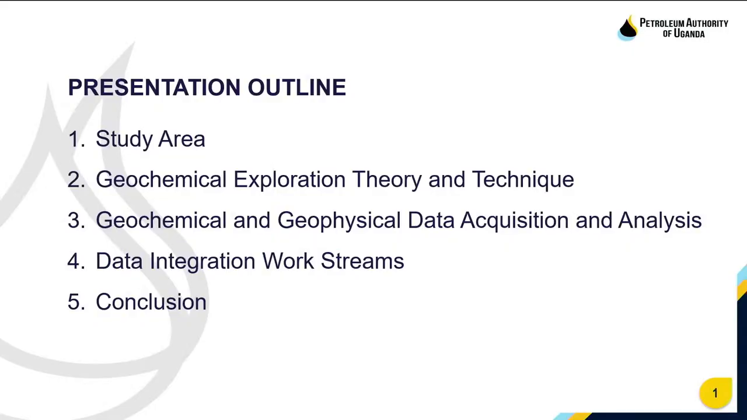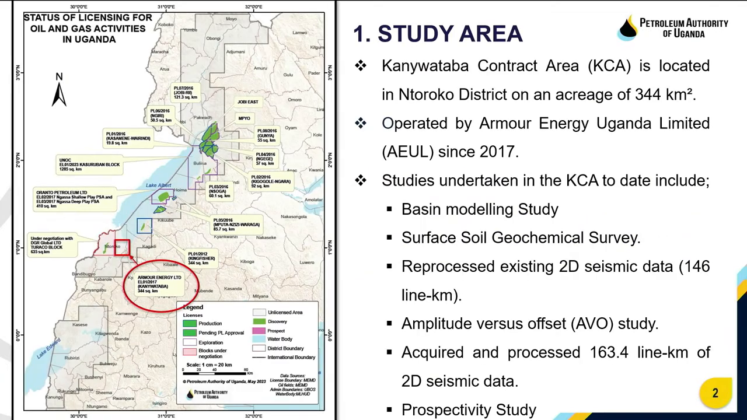So generally, in my presentation, we shall look at the study area. We shall then have a look at the geochemical exploration theory and technique, then look at the geochemical and geophysical data acquisition and analysis. Then we look at the work streams where this data has been integrated, and then we look at the conclusion. So basically, that red circle that you see there in the map is the Kanywataba contract area, which covers about 344 square kilometers.